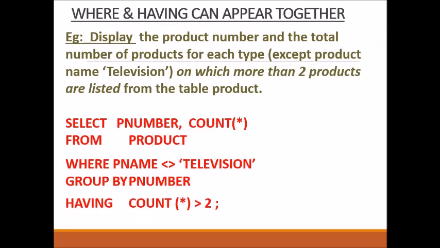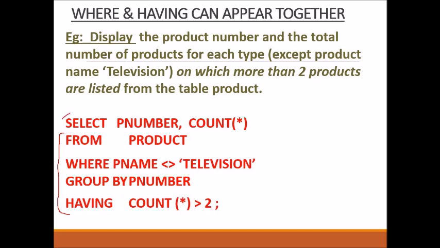Now where and having can appear together. This is an example, and the order of the clauses will be: first select and from, which are compulsory to be used. Then after from, if you are using where, it will be written just after from, and then if you are using group by, it will be written after where, and if you are using having, then it will be written after group by. So this should be the order of the different clauses that are being used with select.